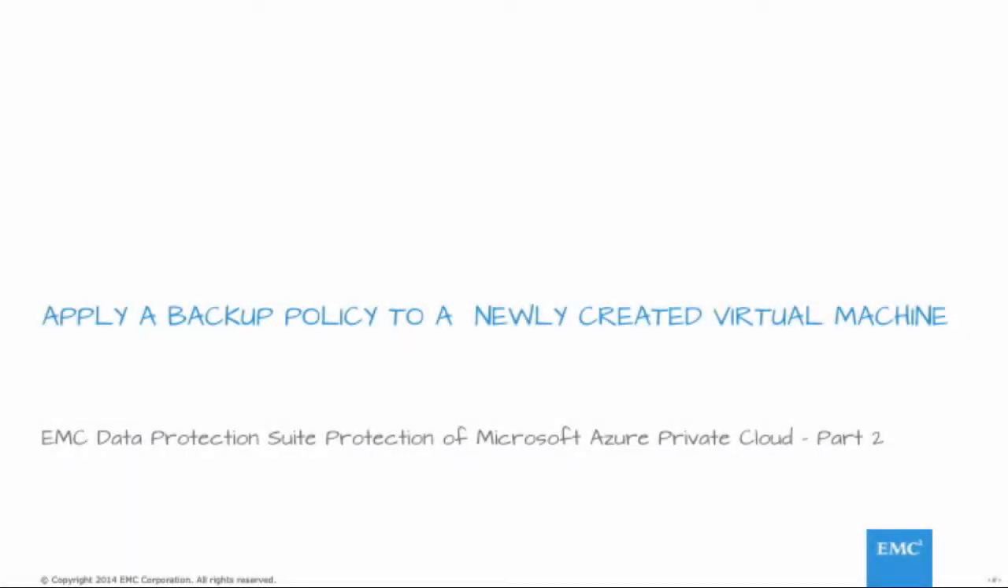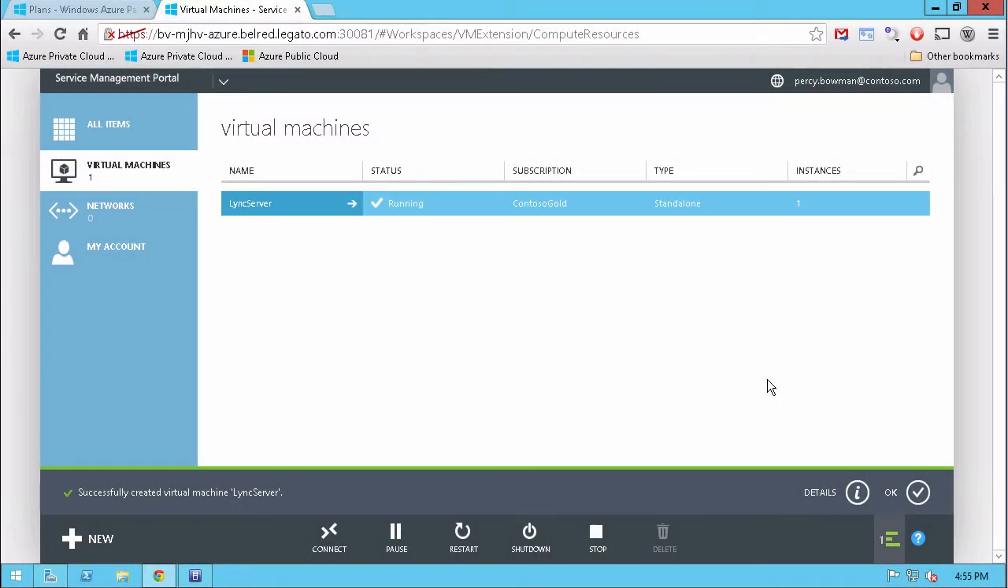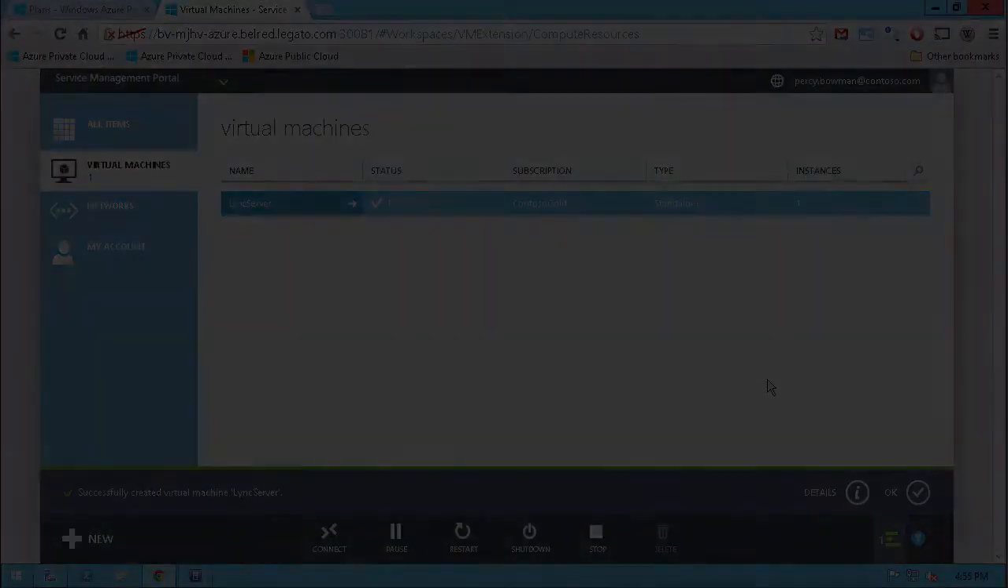And then we will look at how the EMC Data Protection Suite automatically assigns these newly created tenant VMs to a backup policy. So let's go ahead and get started. Let's take a look at how the EMC Data Protection Suite, using EMC Networker technology, has applied our newly created virtual machine to a backup and recovery policy.